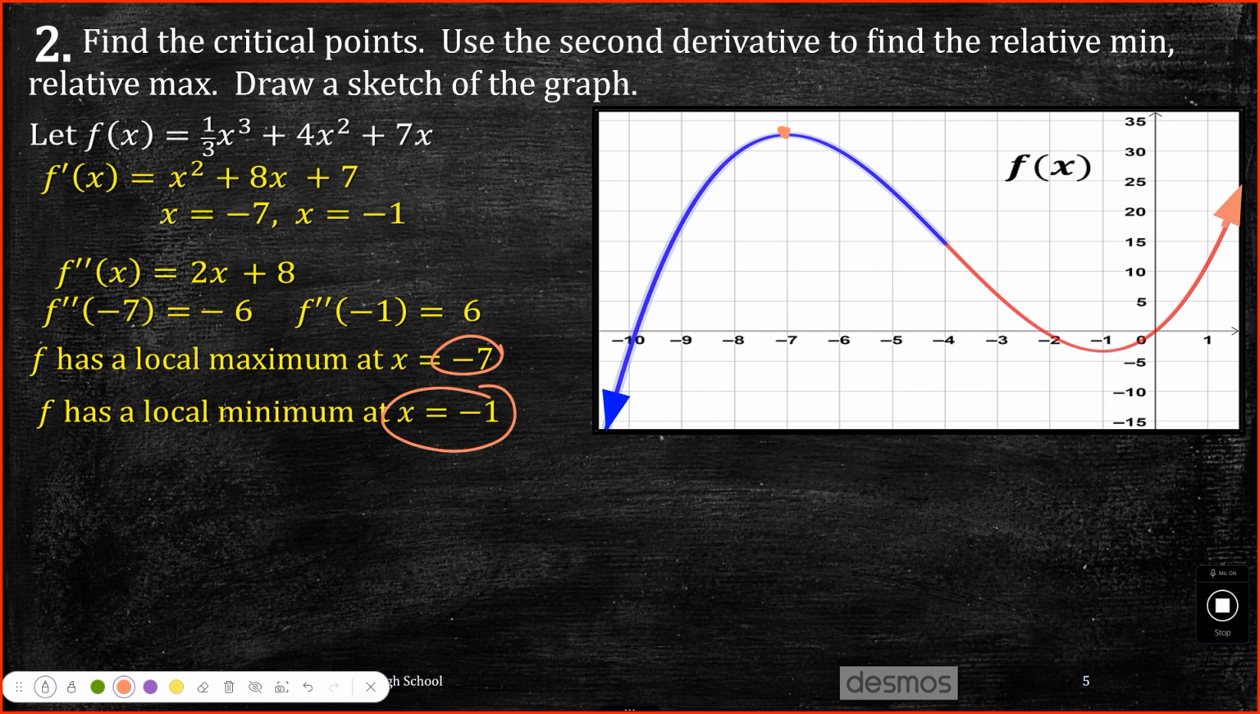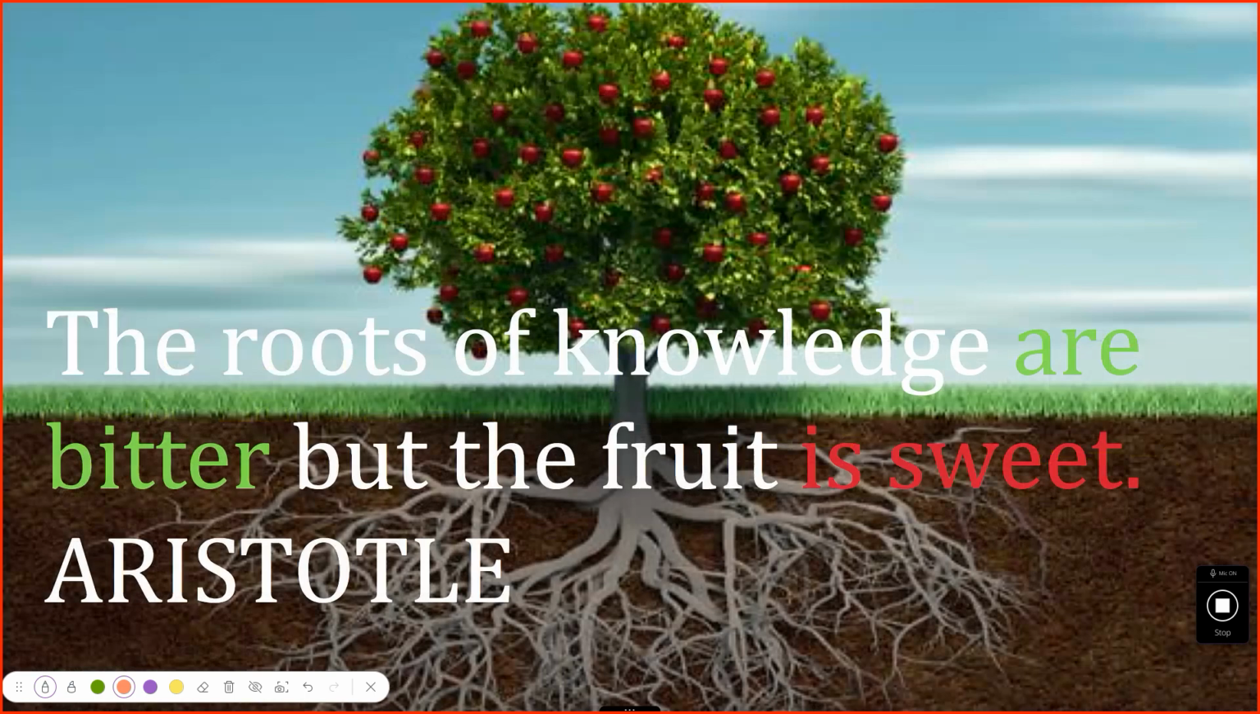Where's the inflection point at? At x equal -4. It is concave down here, and it's concave up right there. What can you say about f double prime here? Every single one of these points, f double prime is less than 0, and here f double prime is greater than 0. And we're done.